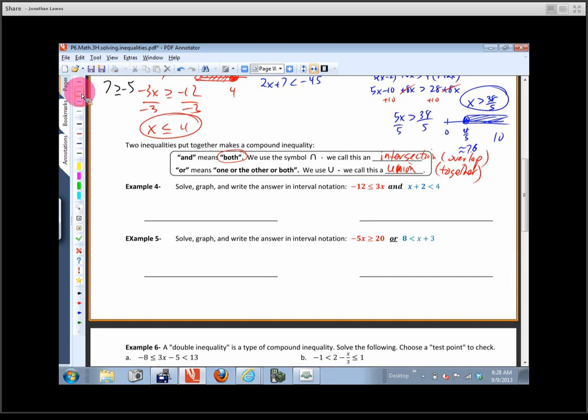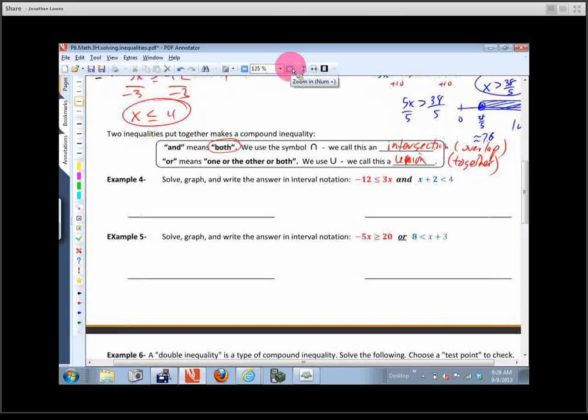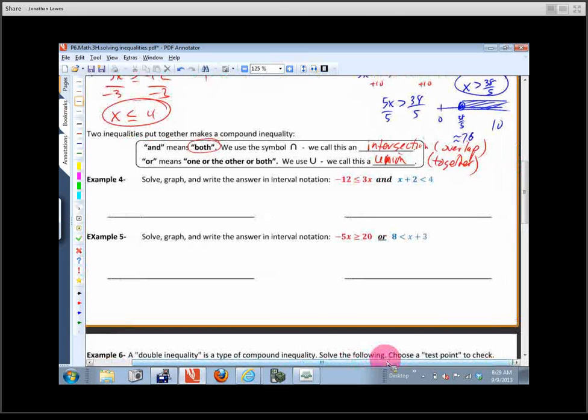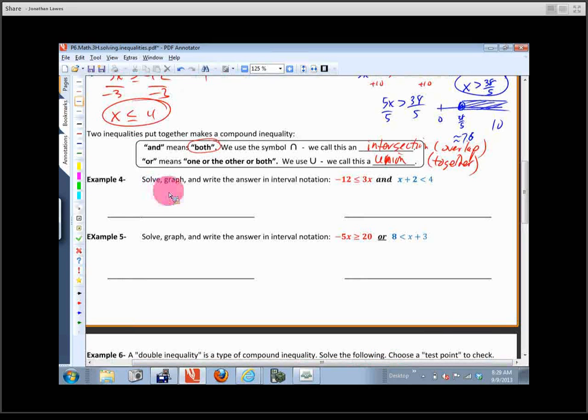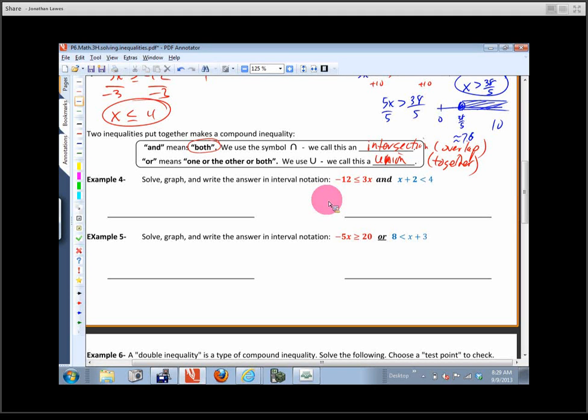So I'm going to do this one in kind of a color-coded fashion. And I'm hoping you've seen stuff like this before because that would make it a lot easier. Okay, so here's what it says. It says solve, graph, and write the answer in interval notation. So this is a compound inequality. It's inequalities connected by the word and. And means that whatever the answer here is, both of these inequalities have to be true. So when we shade these, we're looking for the overlap, and only the overlap, because they both have to be true.